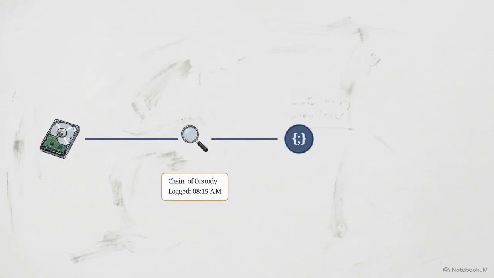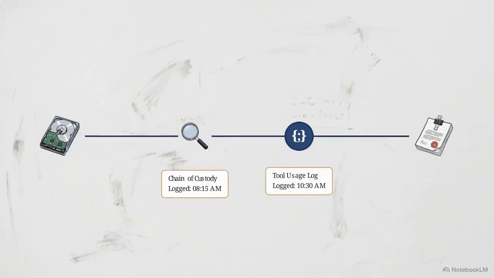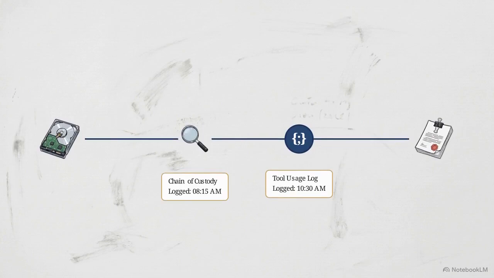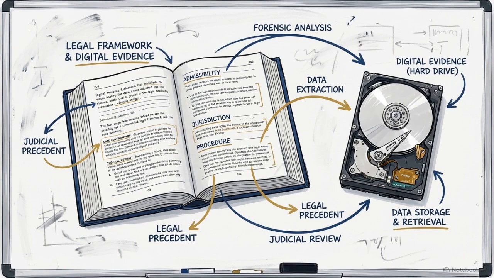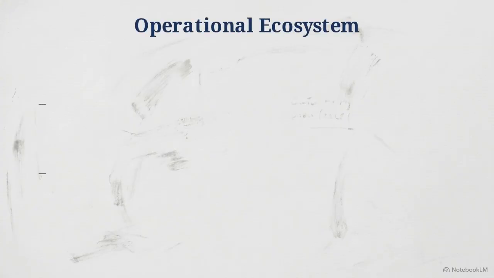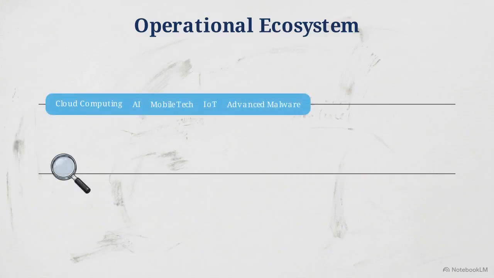Accountability is maintained through technical documentation. By keeping precise audit trails, chain of custody records, and tool usage logs, you create the transparency needed for a court to verify that proper procedures were followed. These foundational traits are the functional mechanisms that keep digital evidence credible and legally admissible. This diagram represents an investigator's operational ecosystem.